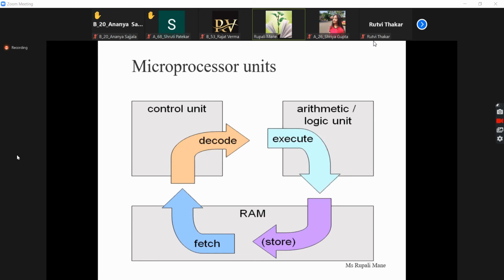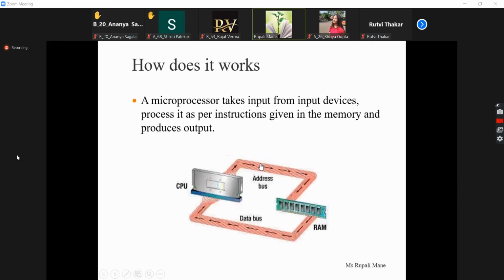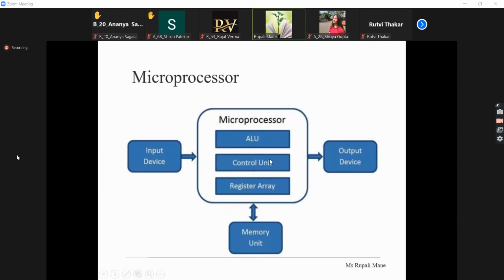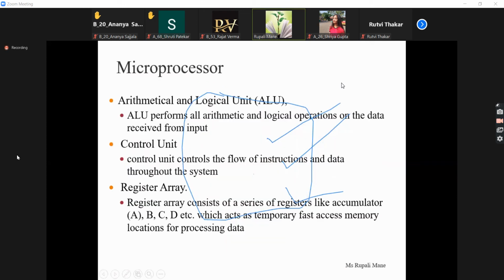See, the microprocessor has 3 units. Just now we have seen, right? You can see here, this is ALU, this is control unit, and this is register. That will be inside the microprocessor. The function of the arithmetic logic unit is to perform arithmetic and logical operations. The function of the control unit is to control the signals. And the next is the register. Just now we have seen here that the control unit controls the flow of instructions and data throughout the system. Got it?